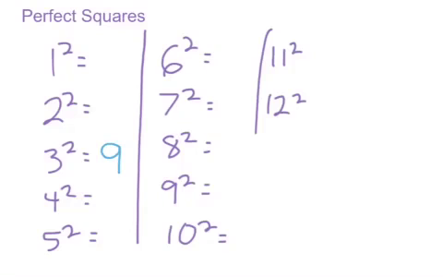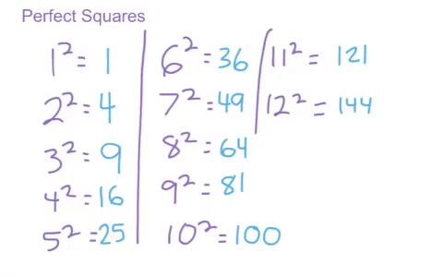So copy down everything that you see right now, and on your own fill in what all the perfect squares are. So fill in what 1 squared is, what 2 squared is, etc. Press pause now. Go ahead, press pause, check your answers, and fill in anything that you need to fill in.